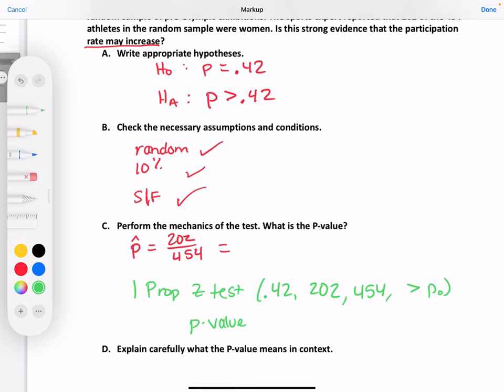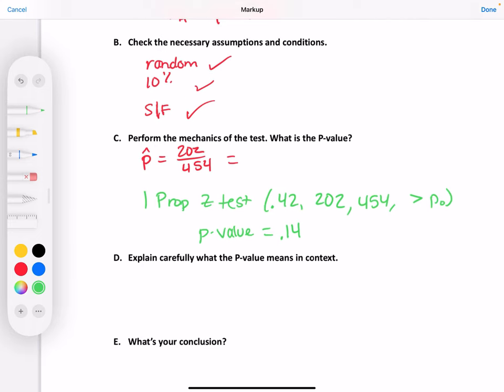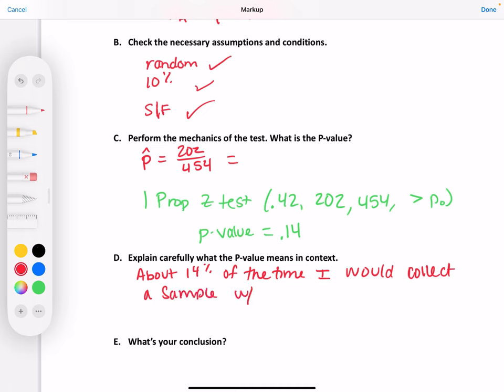For the p-value, I got 0.14. So what this means in context is that about 14% of the time I would collect a sample with 44% of women participating. I guess that's a good way to word that.